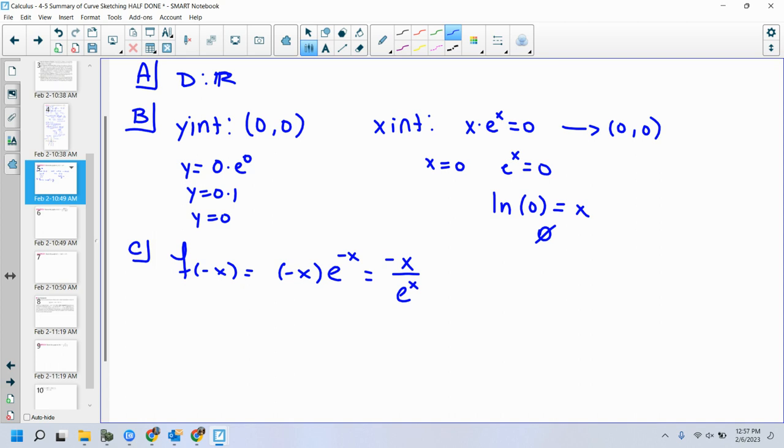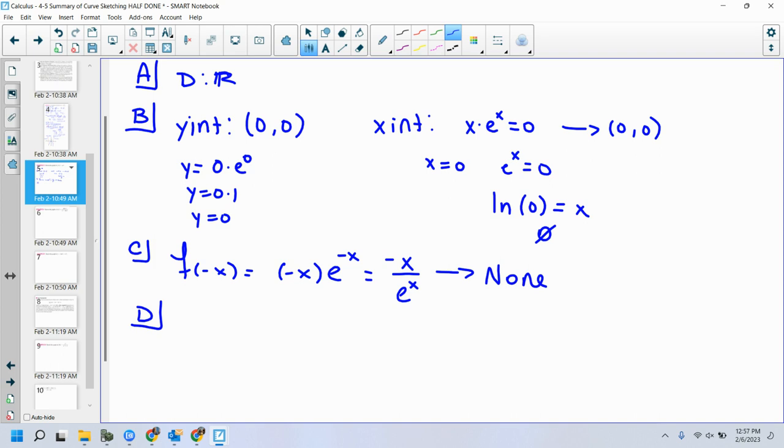Is there anything I can do to simplify that down? Not really. That's kind of it. Did that turn out to be either negative f of x or f of negative x? No. There's no symmetry here. The left side does not match the right side, and it is not a 180-degree rotation. Okay, this is where it starts to get a little weird.